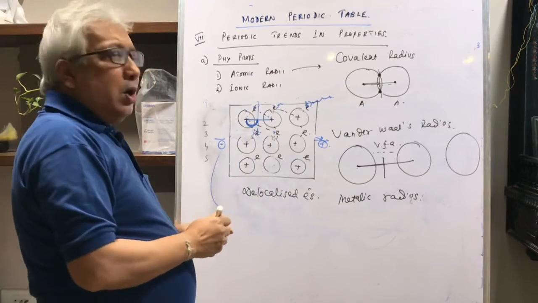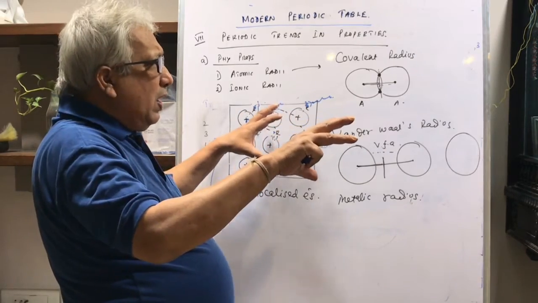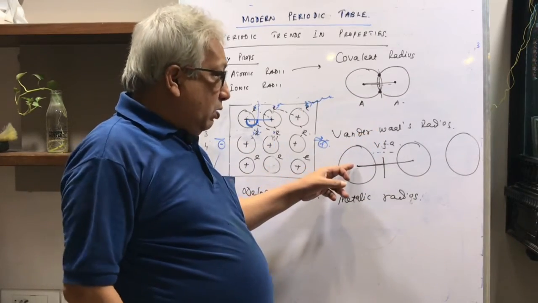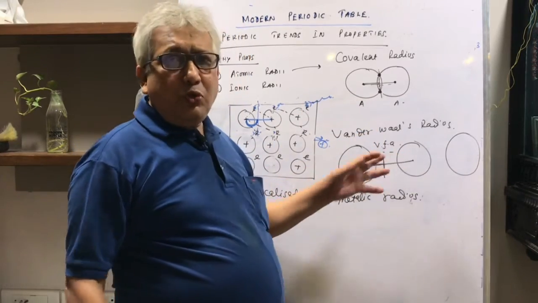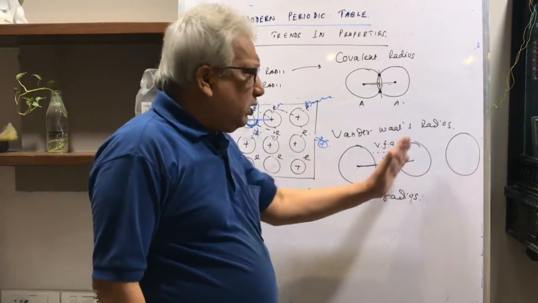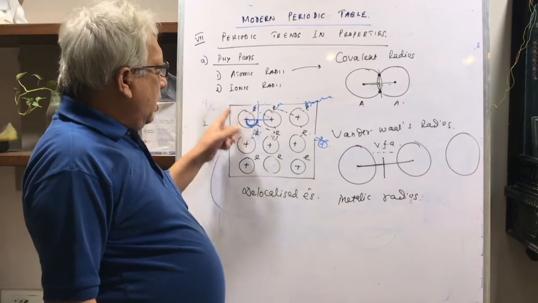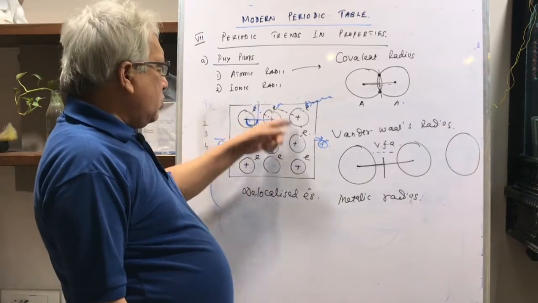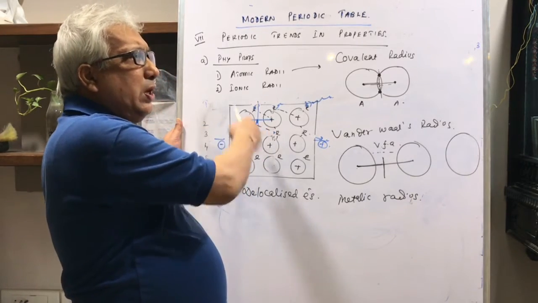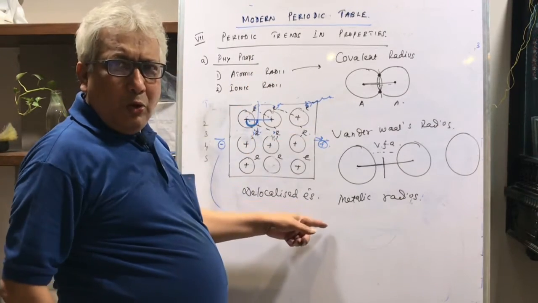So in covalent radius, what happens? The two covalently bonded atoms, we take the internuclear distance and divide it by 2. In case of van der Waals radius, the neighboring atoms who are held to each other by van der Waals force of attraction, which is a very weak force of attraction, we take the distance and divide it by 2. And in metallic radius, in a metallic crystal, the two neighboring metal ions, this internuclear distance we take and divide by 2. That is what is called metallic radius. I hope you understand this.